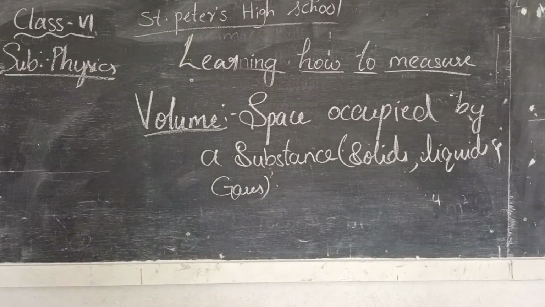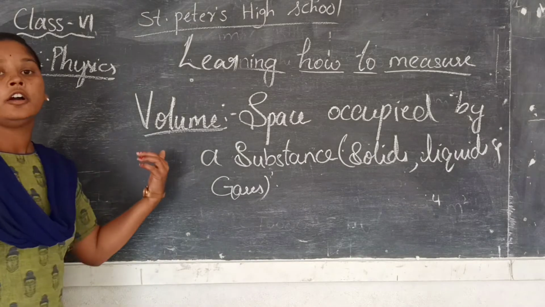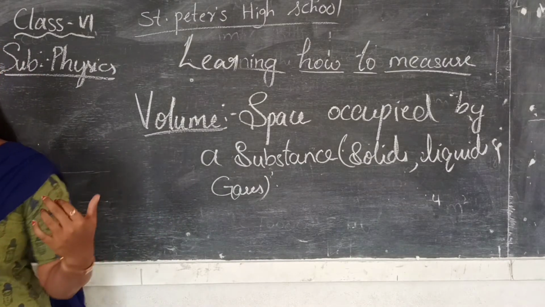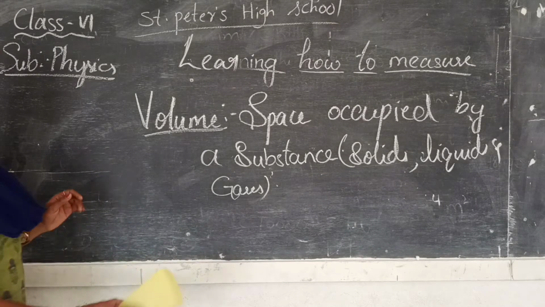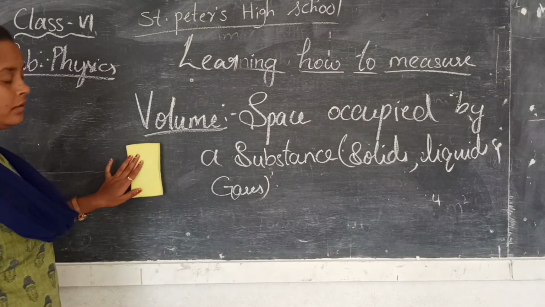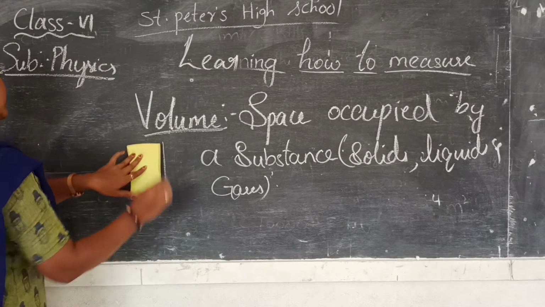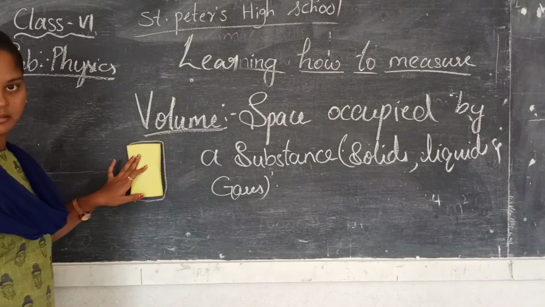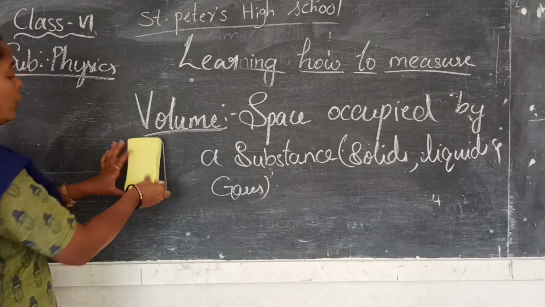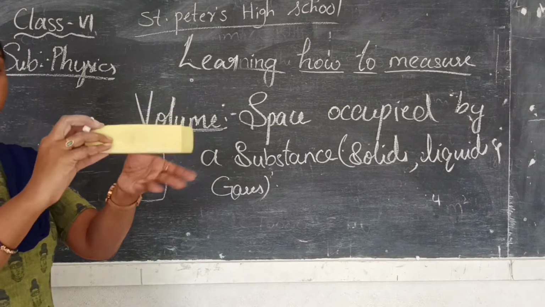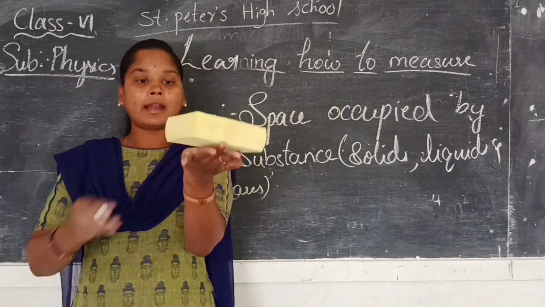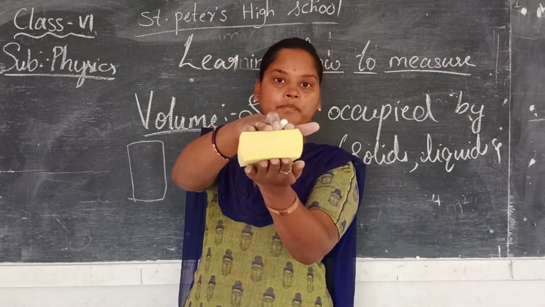Next, we have discussed the volume. Volume means, for example, I take this duster, I am keeping it here and I am drawing only the area, right? Okay, this says only about the surface area. But what about how much space is occupied by this duster? I am placing it here on my hand. It occupies some place here.